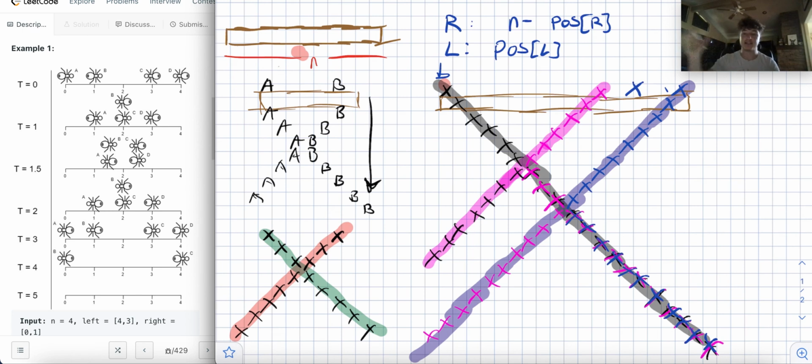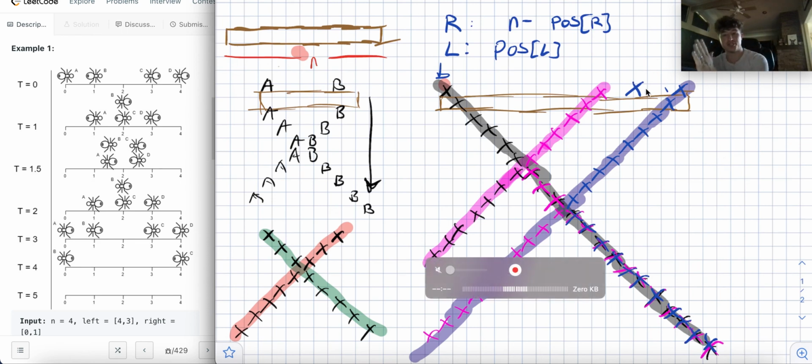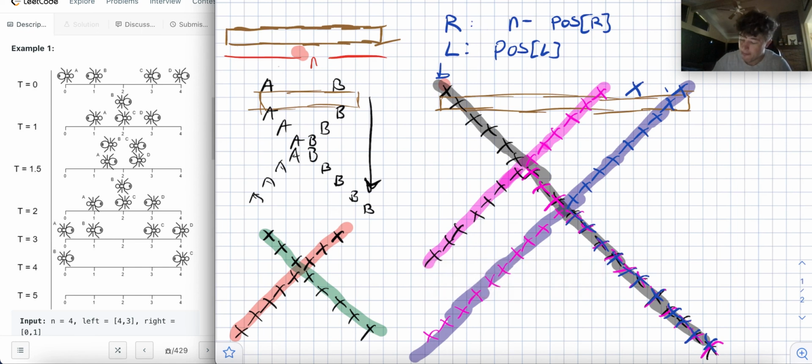And then that means that the length of their path, the amount of time it takes them to fall off the plank, is just their position. If they're going left, then it's their position from the left. If they're going right, it's their position from the right, which would be n minus position r. So then our solution would be just the max of both of these, right? The max of both of these.